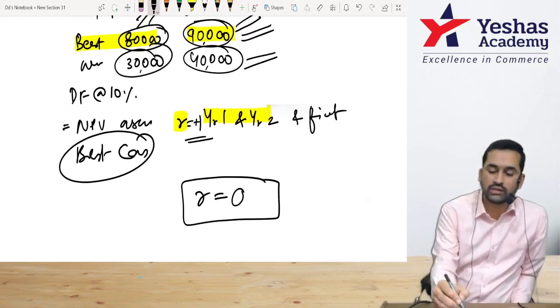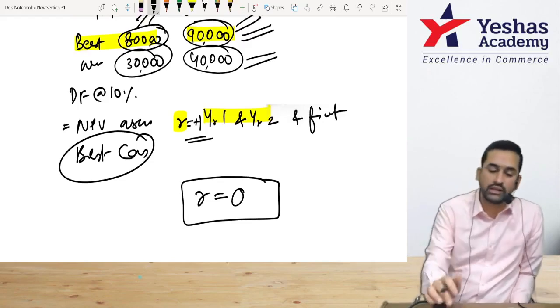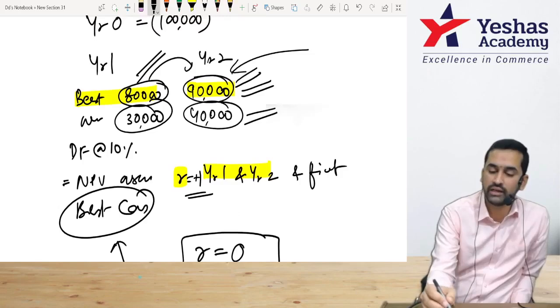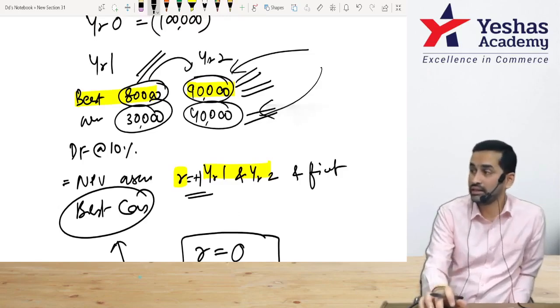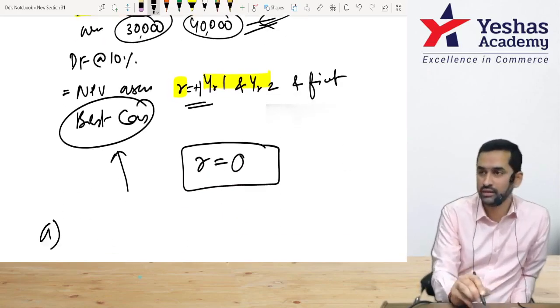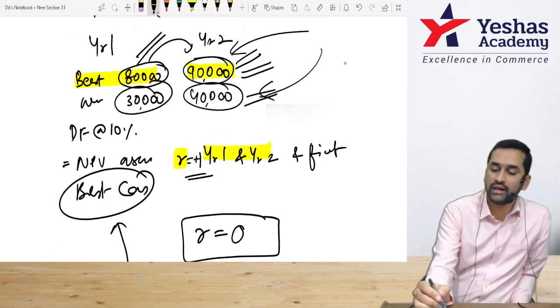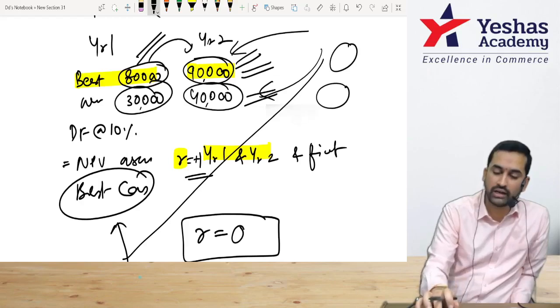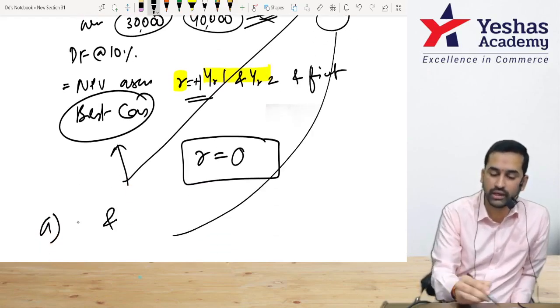Sir, what if they say R is equal to 0? Then first year, even if you have best case, second year there can be either 90 or 40. Then they may give option A like this. If you work out 80 and 90, the answer that you get, and 80 and 40, the answer you get. That and this can be your option A.